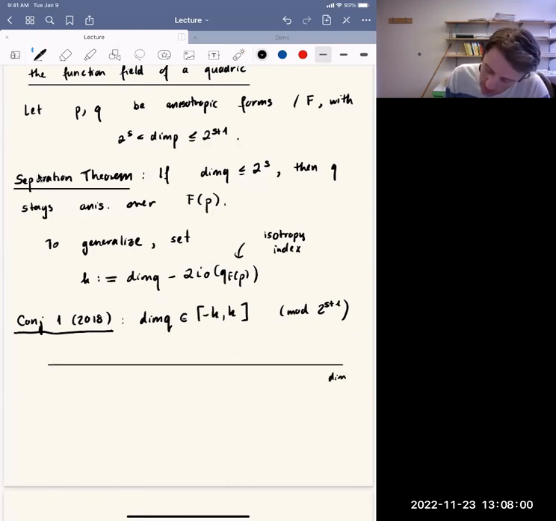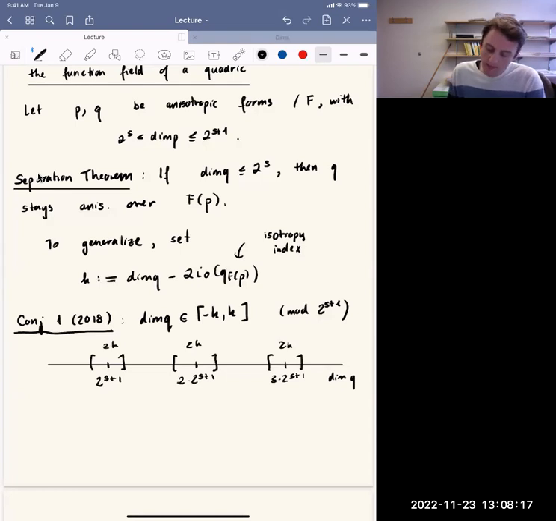If we look at the dimension of Q and we look at integer multiples of this power of 2 here, then the dimension of Q should be in an interval centered at one of these multiples of radius K. And of course, the other possible value for the dimension is K itself. And if you're in this situation here, where the dimension of Q is at most 2 to the s, then what this conjecture says is that the only possible value for the dimension of Q is K. But if the dimension of Q is K, then this isotropy index is 0. So in other words, Q stays anisotropic over this field.